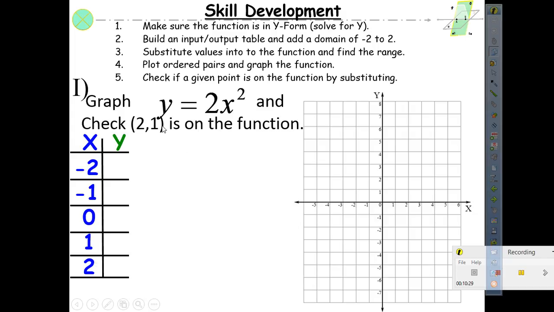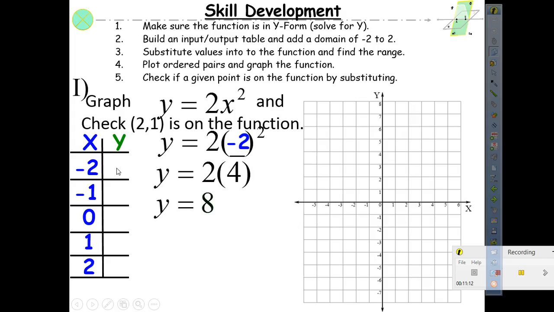From there, we need to substitute values into the function so that we can get our range. So rewrite this function, write y equals, but instead of the x, you're going to open up parentheses. So y equals 2 times whatever squared. So what is our first value? -2. So we're going to write that in here. -2 goes in here. So -2 squared is -2 times -2. Is that correct? So what is -2 times -2? 4. So we got y equals 2 times 4. What is 2 times 4? 8. So therefore, 8 goes right there.